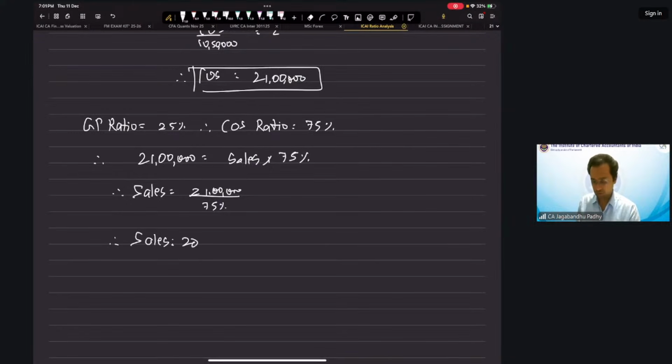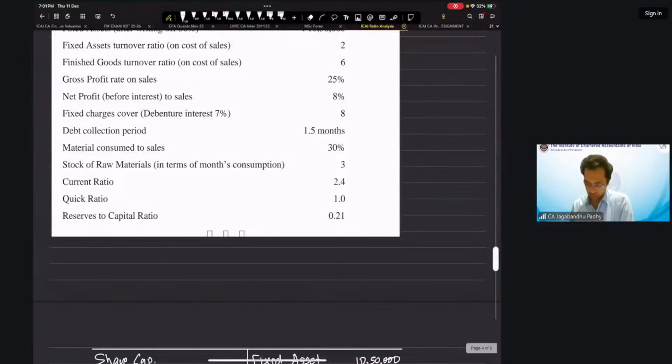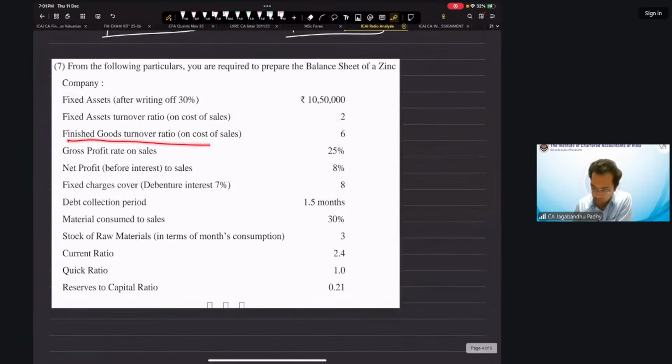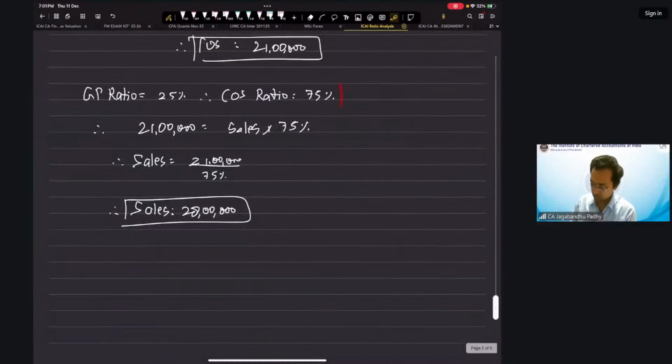So sales is going to be 28 lakhs. Right? So sales is 28 lakh, guys. And once we have got the sales, we can now think of getting the value of finished goods, right? So finished goods turnover on cost of sales is 6. So let's try to get the finished goods value side by side.